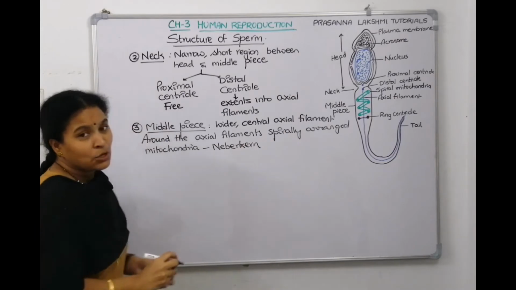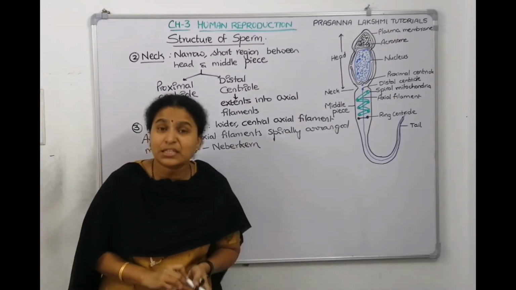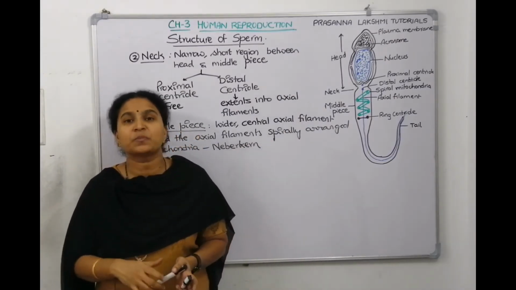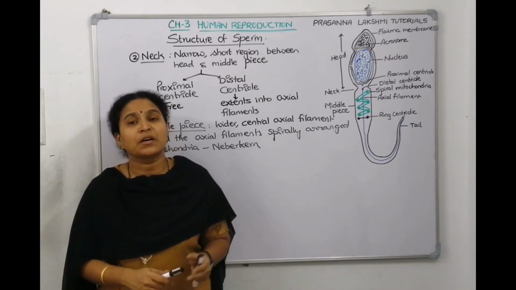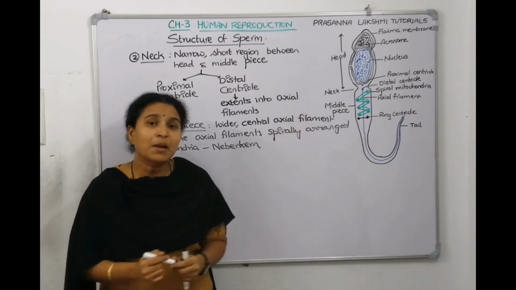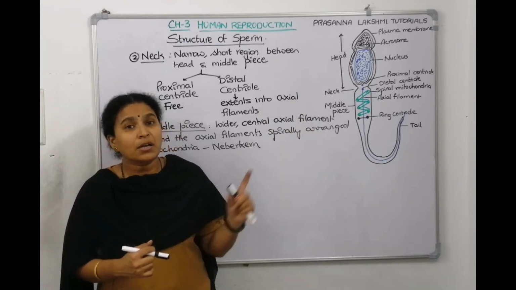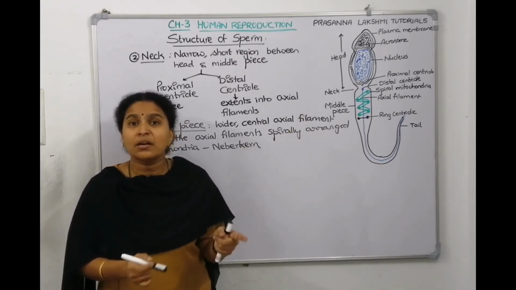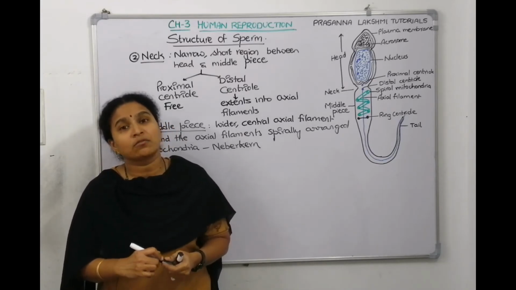Nebenkern. If they ask you in the NEET questions, what is Nebenkern? It's a spiral arrangement of mitochondria which is present in the middle piece of the sperm. It is called the Nebenkern. And then why do we call the middle piece the powerhouse? Because here mitochondria are there and mitochondria provide energy for the movement of the sperm.